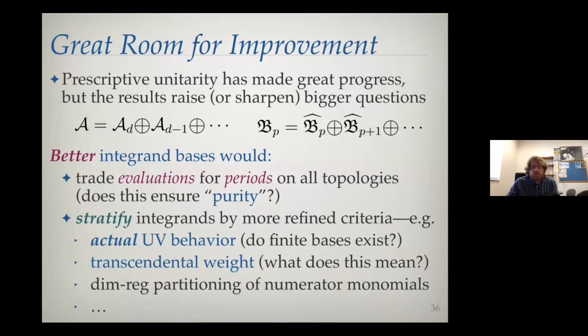Or maybe how the integrands get partitioned into dimreg. Dimreg really does organize the numerators in a peculiar way that makes it very easy to upgrade d-dimensional integrands into d-2 epsilon dimensional integrands. And the precise way that works is still a subject of ongoing research, but it's clear that the way you construct integrand bases for dimreg should be informed by this kind of story, and should inform the story, vice versa. So I see that my time is up.